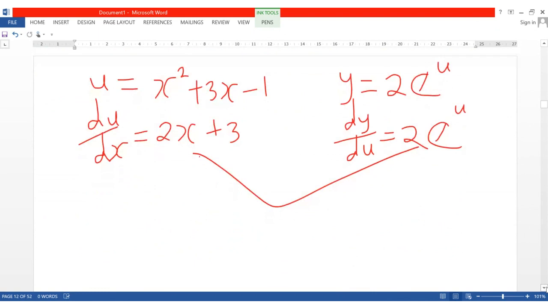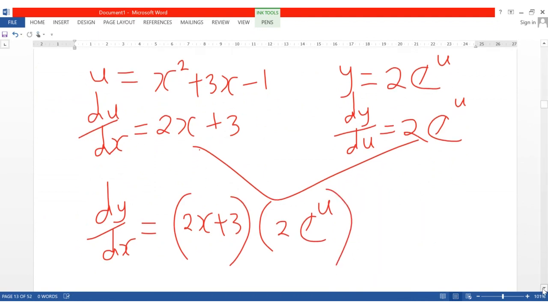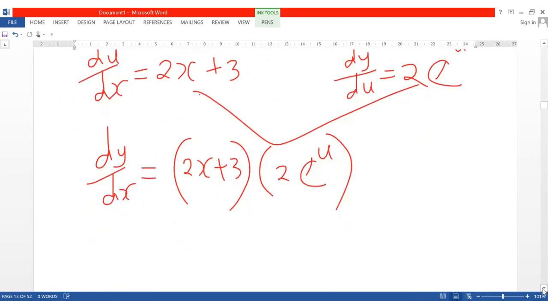So dy dx will be given by, let me put brackets so you can be able to see, because here I need brackets too. So the 2 can multiply everything that is here. So I'll get here what? 4x plus 6. You just open up the brackets, exponential.